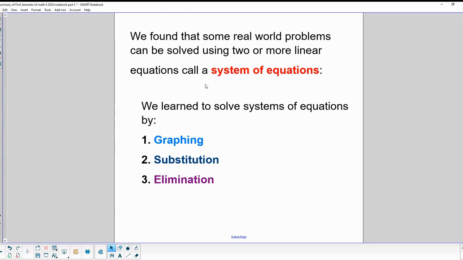We found that some real-world problems can be solved using two or more linear equations called systems of equations. We learned to solve these systems of equations by graphing them both and seeing where they intersect, or using a process we call substitution. And the last process that we learned was elimination, and that's where we ended up adding the two equations together if there was an opposite in them, or we would multiply by -1 to create an opposite, or we would multiply by some number to create an opposite in either the x or the y column, and then we could finish solving the system of equations.